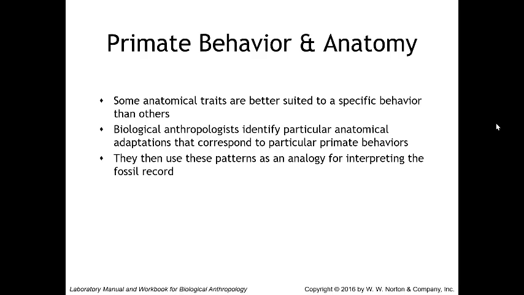So for example, you can hypothesize, given current primate anatomy, that a really large molar tooth meant that this primate must have had a diet that required a lot of chewing, right? Because our molar teeth in the back are our chewing teeth. And so a large molar tooth means there was a lot of heavy chewing going on. That's something that we can hypothesize.